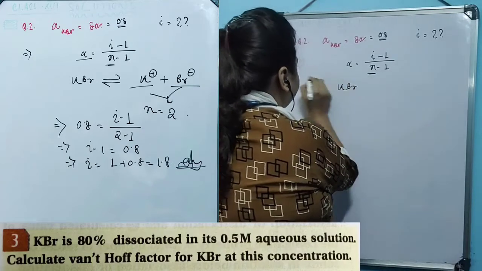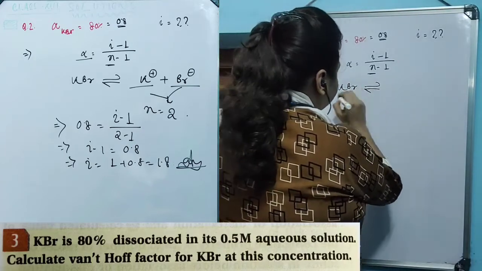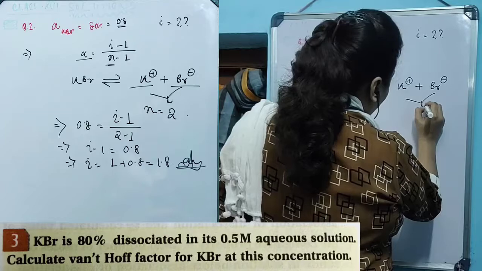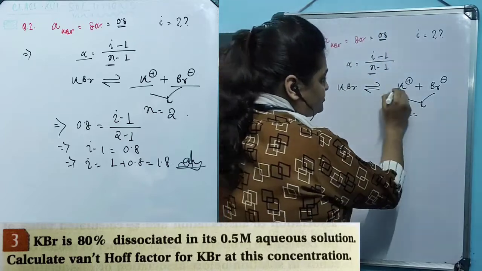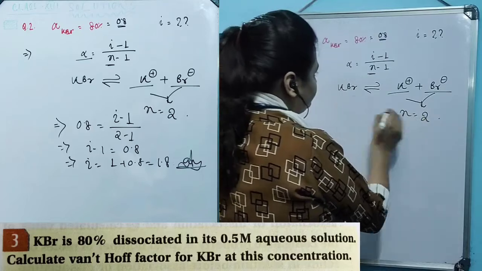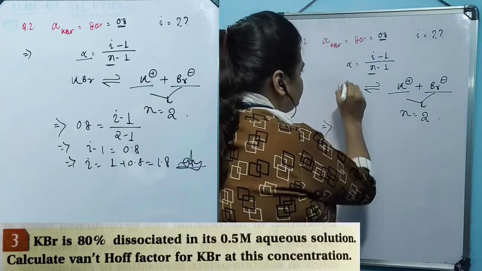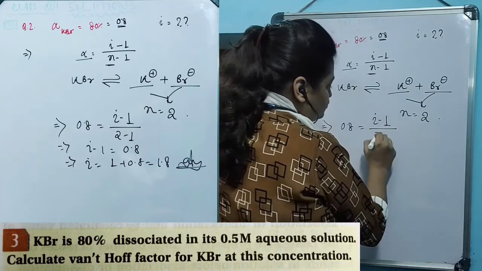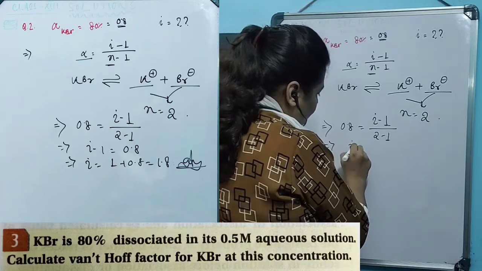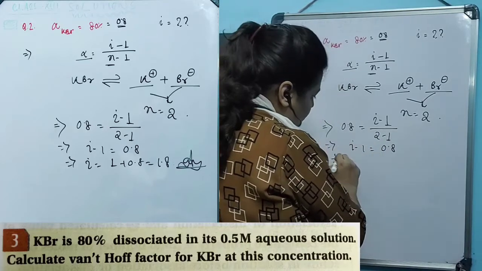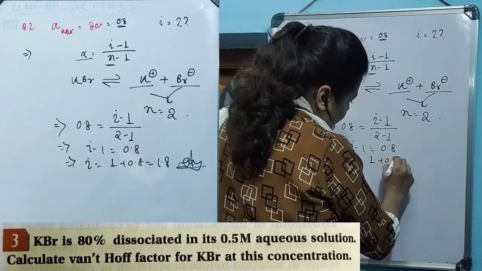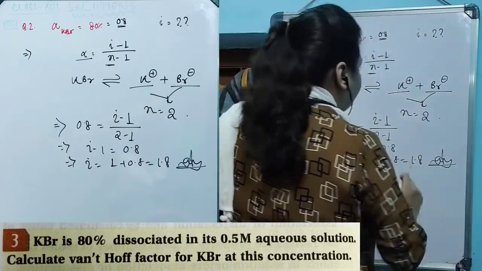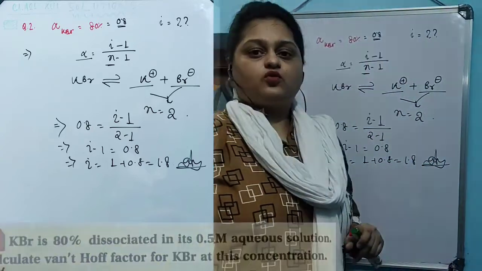Now KBr dissociates into K plus and Br minus. So the total number of ions that has been dissociated is 2. Therefore, we can find out by putting the value for alpha as 0.8, i minus 1, and for n it is 2 minus 1. So i minus 1 equals 0.8, or i equals 1 plus 0.8, or 1.8. This is the Van't Hoff factor for this particular question.